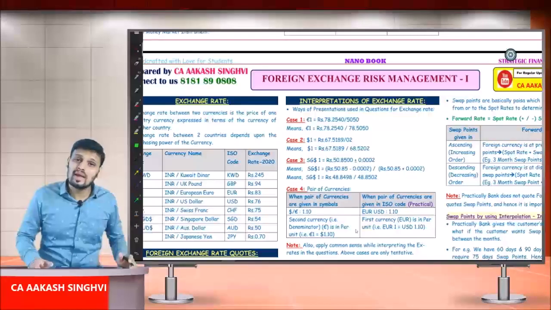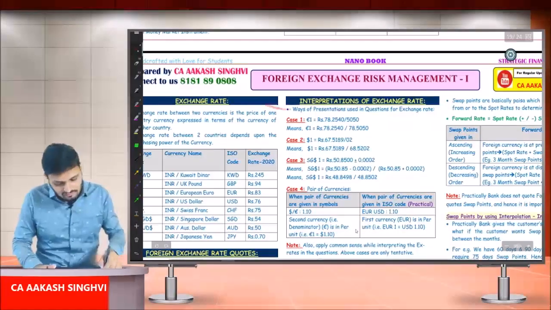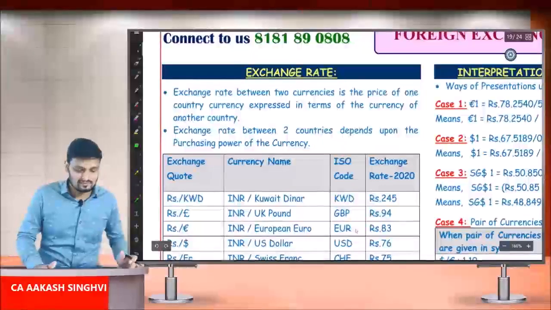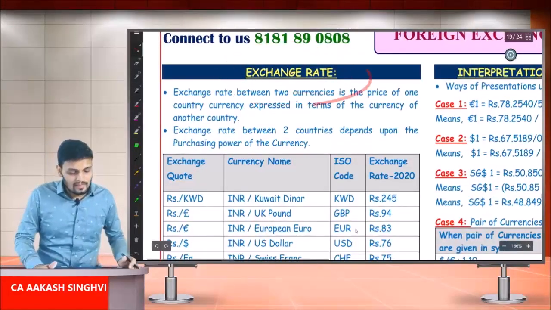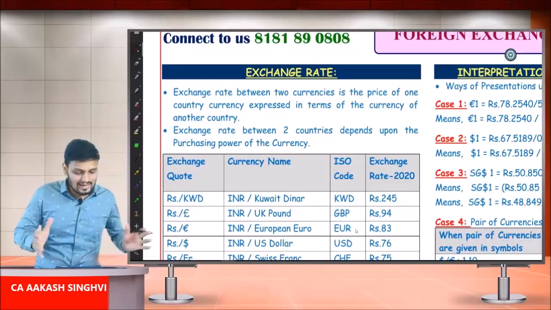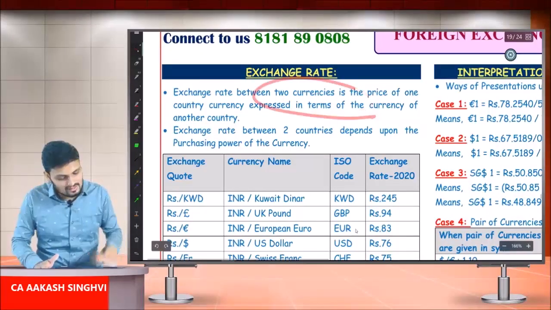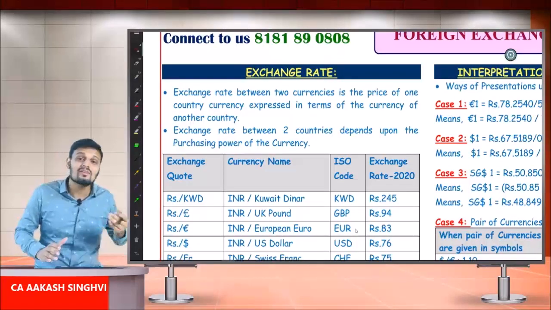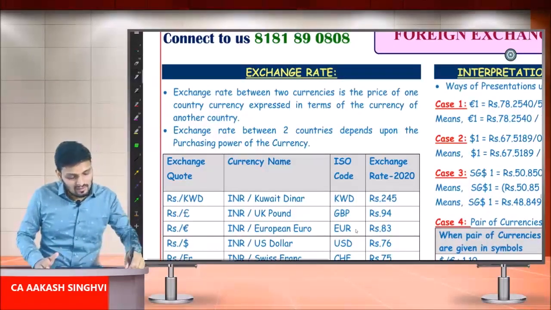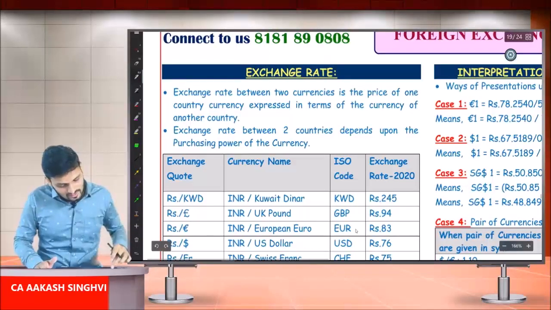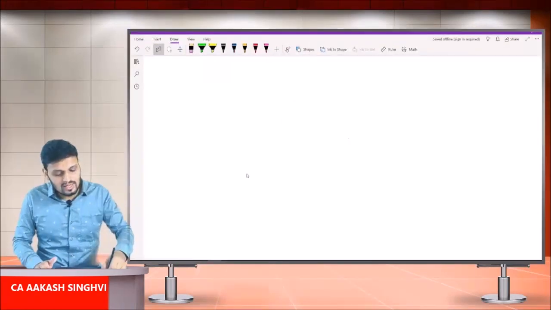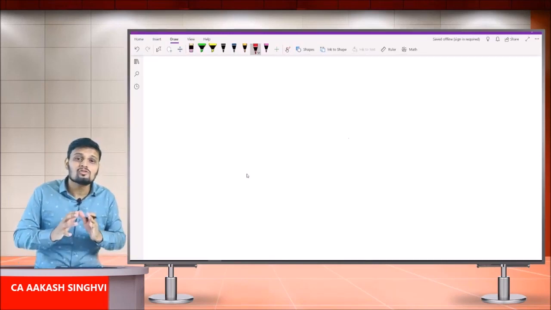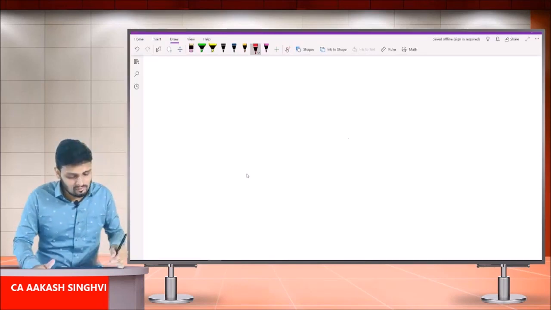Let's start with today's lecture, the first concept of foreign exchange risk management, that is the exchange rate. What is an exchange rate first of all? Guys, the exchange rate between two currencies is the price of one country's currency expressed in terms of the currency of another country. For example, it's very easy. I want to know the exchange rate of the dollar. How many rupees should I give to buy $1?